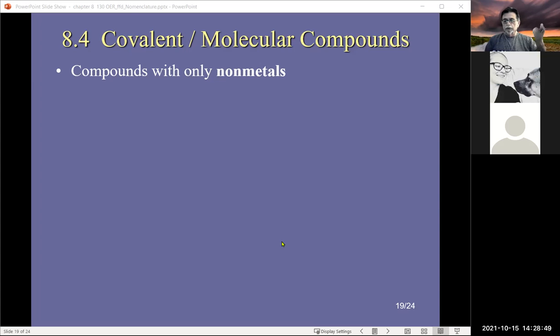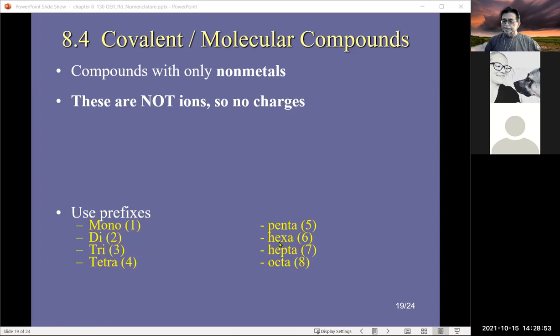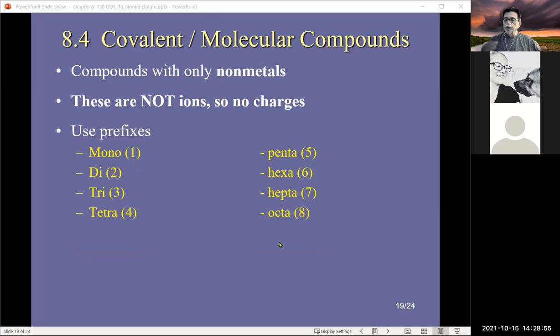Now, as you know, covalent molecular compounds are compounds made up of nonmetals. Now, we will use prefixes. The prefix for 1 is mono, 2 is di, 3 is tri, tetra for 4, penta for 5, hexa for 6, hepta for 7, and octa for 8. Nona, N-O-N-A, is 9, and deca is 10.